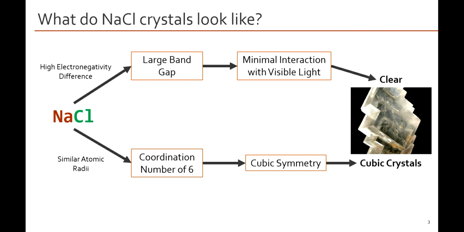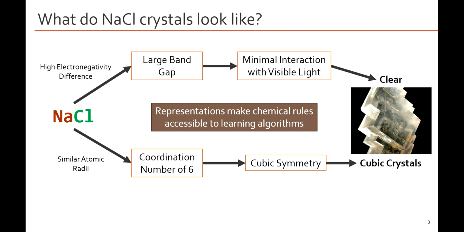I can't just take the text NaCl and give it to a computer and have it be able to infer all these logical processes. But I can take sodium chlorine and define it in a way that makes it possible to express rules like the ones that are described here, that high electronegativity difference means clear, or similar atomic radii means cubes. And these are the kind of simple rules that it's possible for a machine learning algorithm to learn without a lot of data.